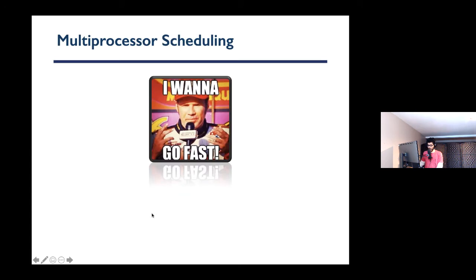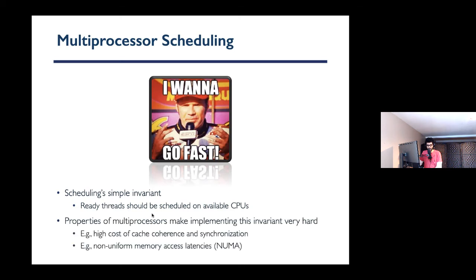Okay. So let's first start with multiprocessor scheduling. The simple goal of scheduling on a multiprocessor is basically, if you have an available CPU, let it run an available thread. That's pretty basic and simple, right? If you have a CPU and you have a ready thread, then start running. Why are you wasting time? You will soon see that this is not that easy. This simple invariant and simple goal is basically not that simple.